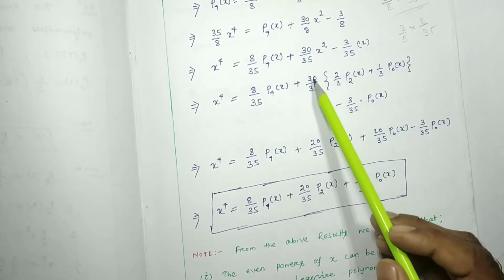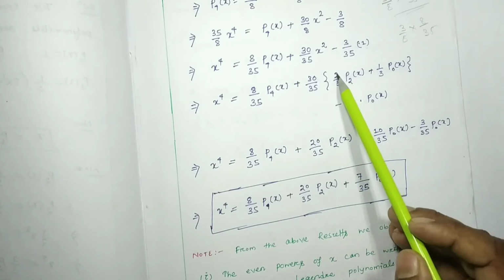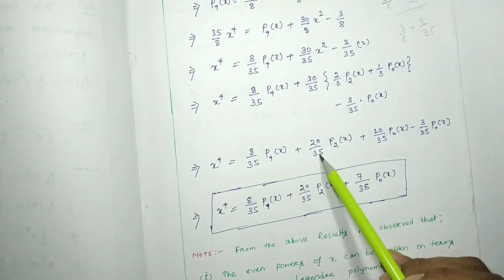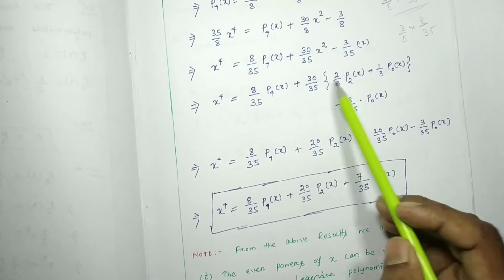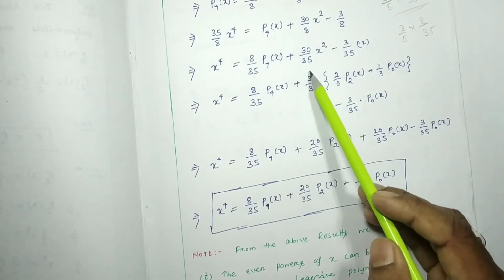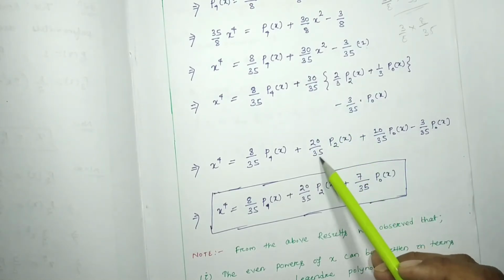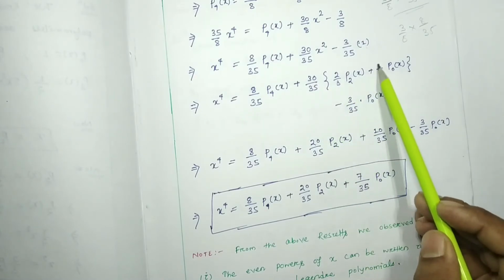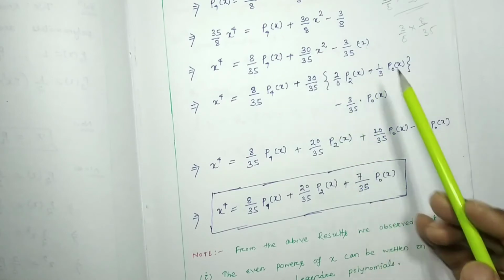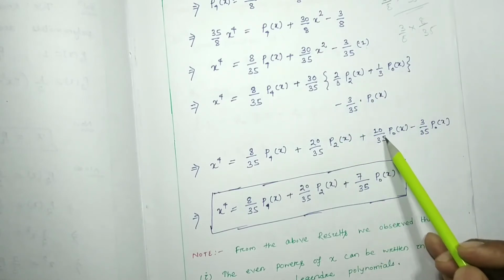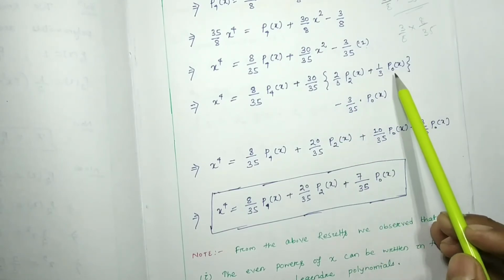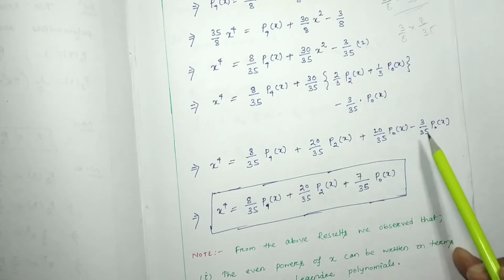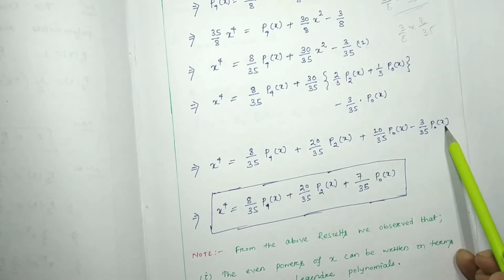here you can see 30 by 35 into 2 by 3 will be equal to 20 by 35. See, the 3 and 30 got cancelled, it will be 10 into 2, it will be 20 by 35 P2(x). Again 30 by 35 multiplied with 1 by 3, it will be 10 by 35, right? 10 by 35 P0(x), and the last term is 3 by 35 P0(x).